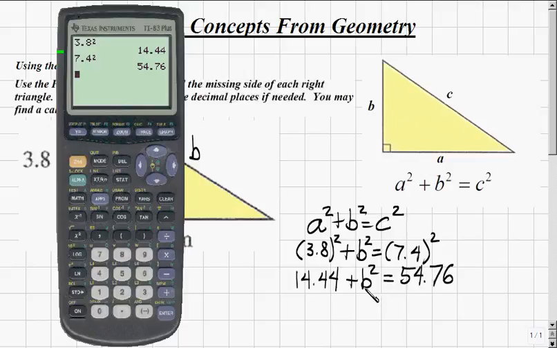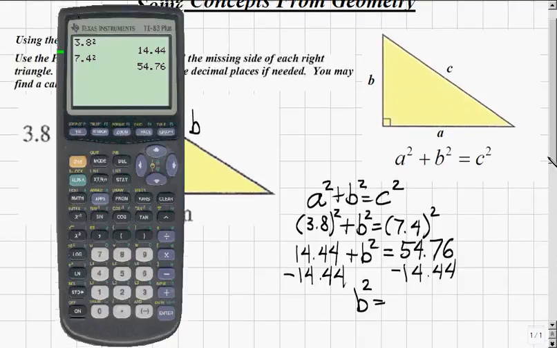Now for ourselves to find b squared, or even b, we would like to get this variable by itself. That means we'd like to eliminate the 14.44. To do it, let's subtract 14.44 from both sides of this equation, so that 14.44 minus itself becomes 0, cancels out, and we're left simply with b squared.